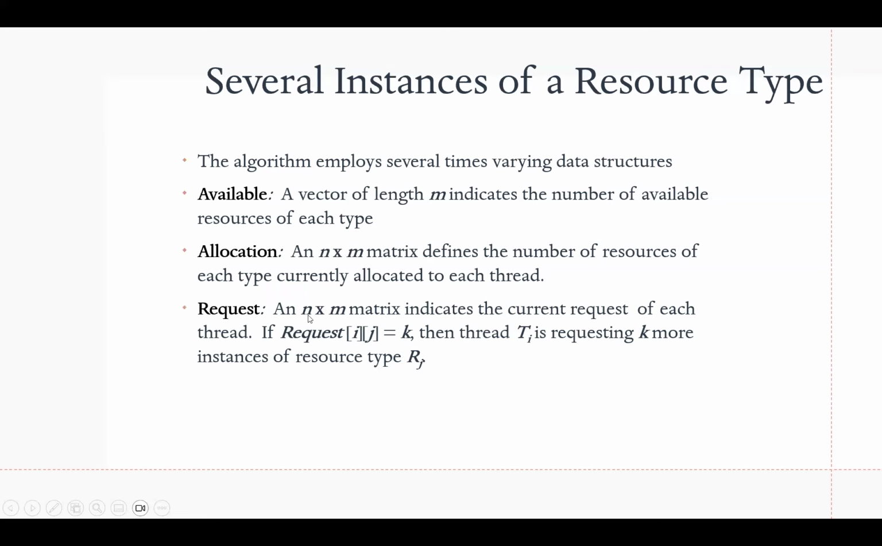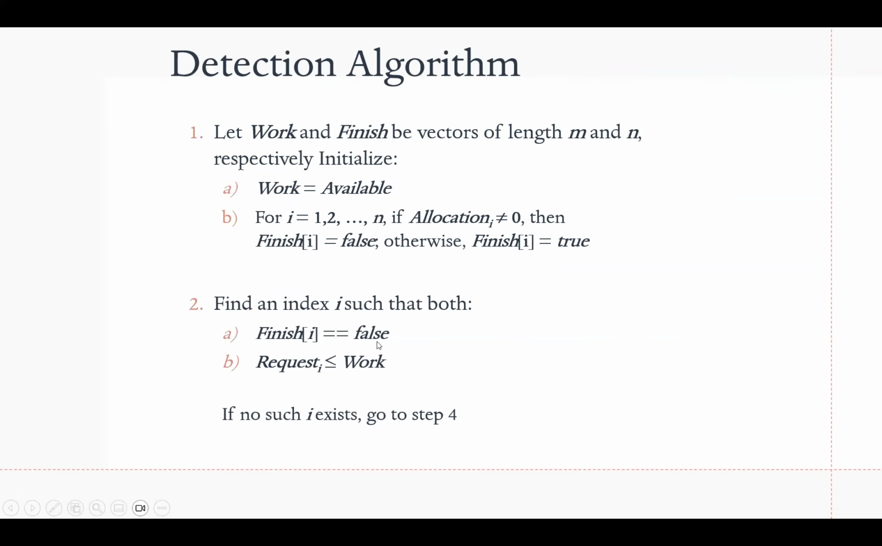Request is again an n by m matrix, that is, a process by resource matrix. It indicates the current request of each thread. If request[i][j] equals k, it means that thread Ti, or process Ti, is requesting k more instances of resource type j. So this is the time-varying data structure we need to implement here.